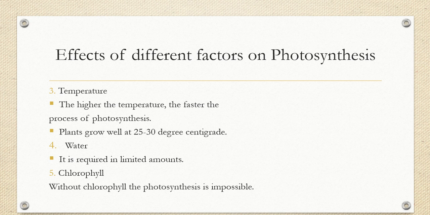Students, water is also one of the raw materials for photosynthesis and it is required in limited amounts. Chlorophyll is the green material in plants that traps sunlight for photosynthesis. It gives green color to the leaves. Without chlorophyll, photosynthesis is impossible.